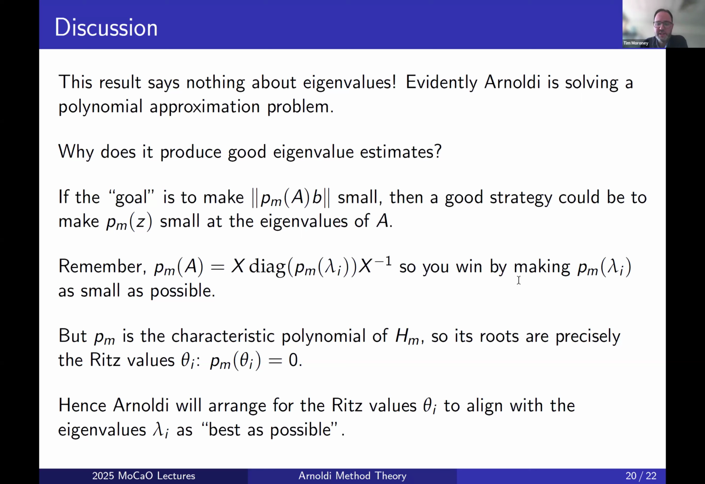But where is it actually small? Well, it's the characteristic polynomial of H. So its roots are precisely the Ritz values, the eigenvalues of H. So if you're trying to make this small and you actually have control over these, then surely the strategy is to try to get the Ritz values, theta, to align with the eigenvalues lambda as best as possible.